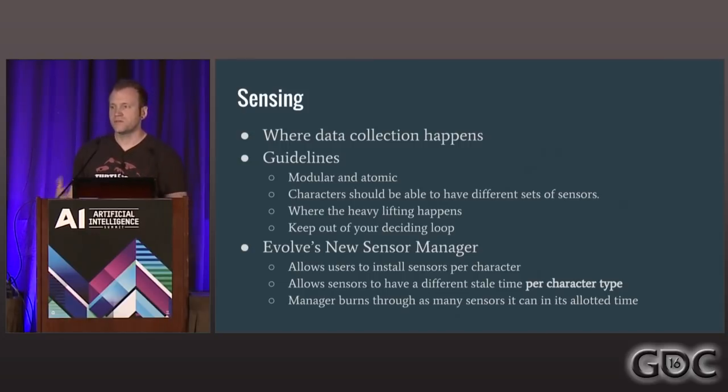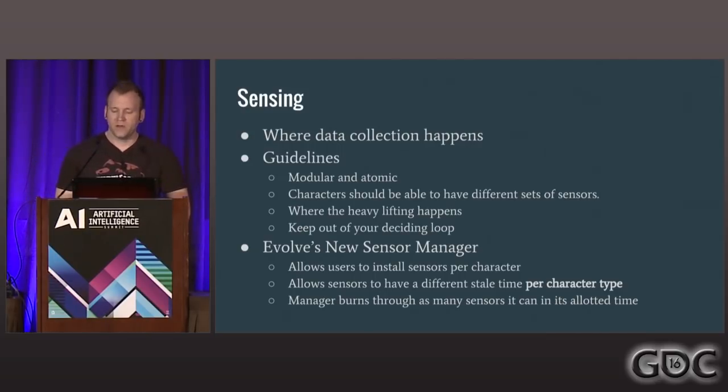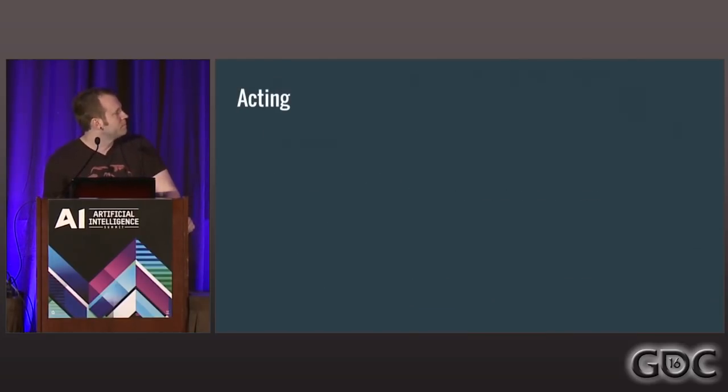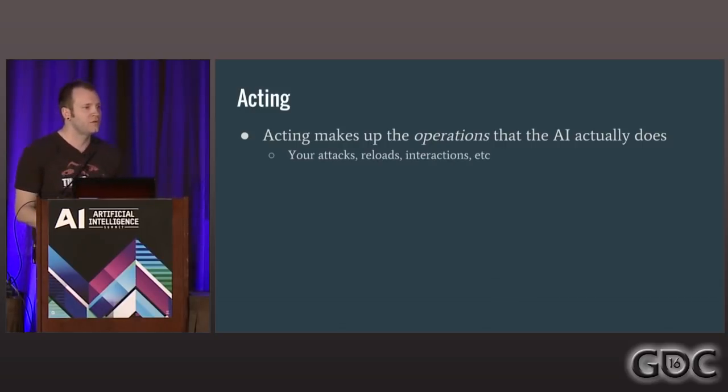And since we use an enumeration for time, we can tune those different frequencies behind the scenes without breaking the character types' needs. We could also play with these if we want to do LODing and stuff like that. So acting is what makes up what the AI actually does, right? This is what the player is going to see. These are your attacks, your reloads, your interactions, your tornadoes, things like that.